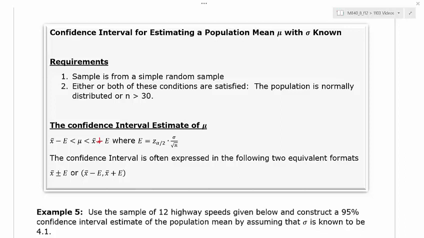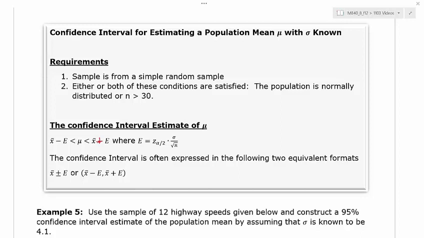Hello. In this video we're going to be talking about two different things. First, a confidence interval for estimating a population mean, and this time you know the population standard deviation. The two requirements that need to be met are that, of course, it needs to be from a simple random sample, and either or both of these conditions need to be satisfied: that the population is normally distributed, or n has to be greater than 30.